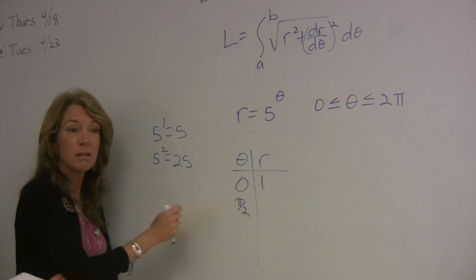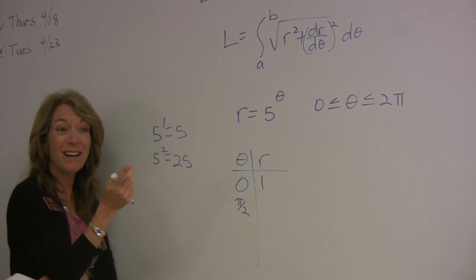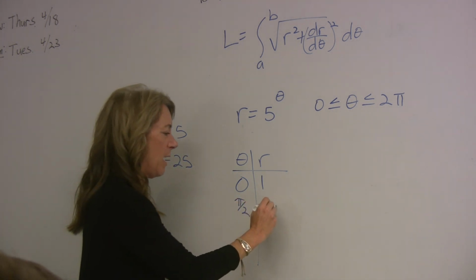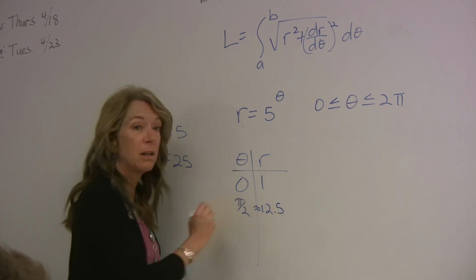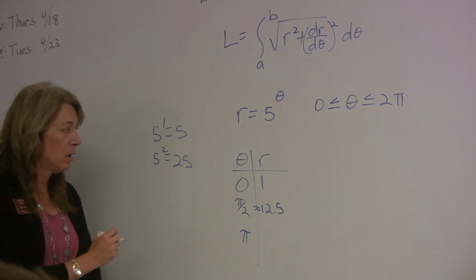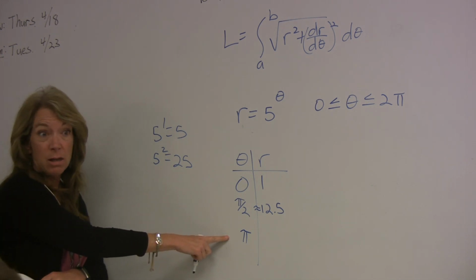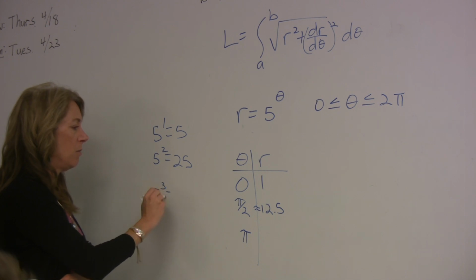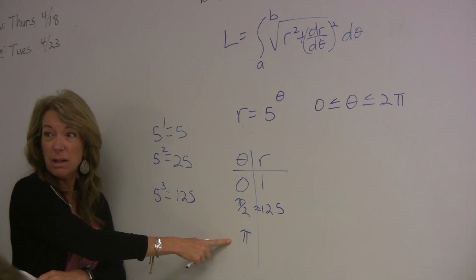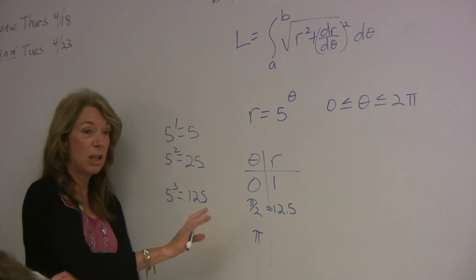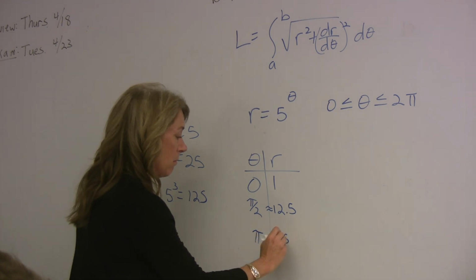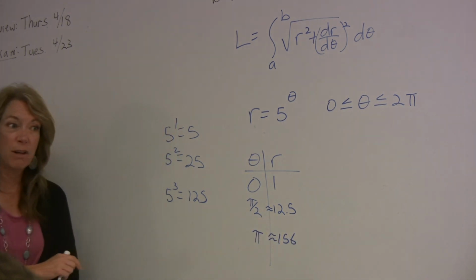So what do you think this is? About 12.5. Just put roughly something between 5 and 25, so let's call it 12.5. We're approximating. By the time I get to pi, which is a little bit more than 3, what's 5 cubed? 125, right? So when I get to pi, it's going to be slightly bigger than 125. 156? Makes sense, a little bit bigger than 5 cubed.